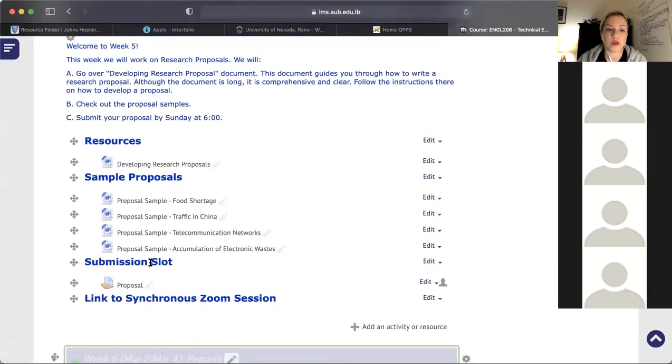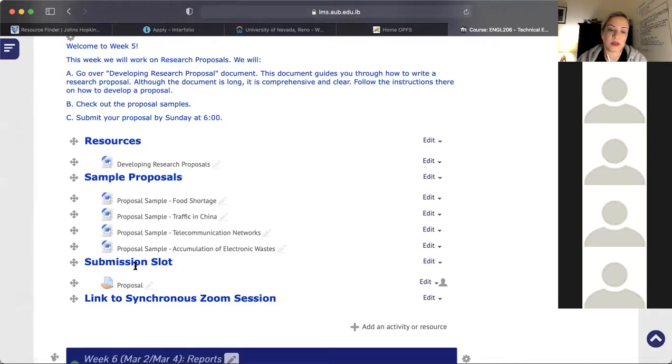I have also given you 4 different samples of proposals, and you can go over these to take a look at what they look like and what their components are. These apply what's in this document over here. And then make sure that only 1 person per group submits to the proposal submission slot. Preferably the same person who's going to be submitting all the work from now on for the group, if it is to be submitted on Moodle.